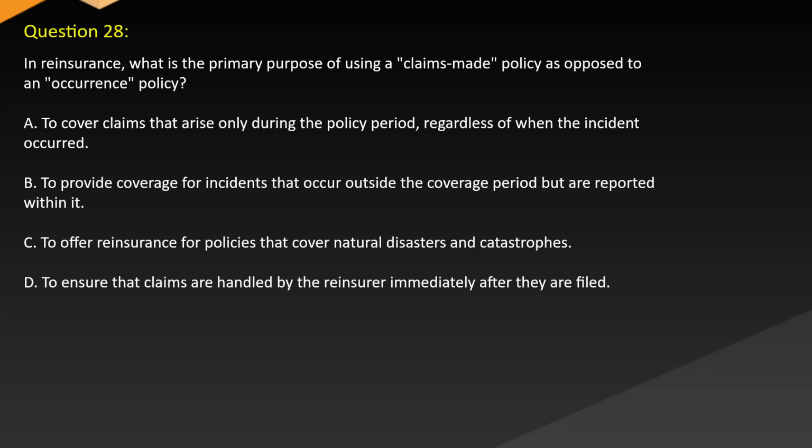Question 28. In reinsurance, what is the primary purpose of using a claims-made policy as opposed to an occurrence policy? A. To cover claims that arise only during the policy period, regardless of when the incident occurred. B. To provide coverage for incidents that occur outside the coverage period but are reported within it. C. To offer reinsurance for policies that cover natural disasters and catastrophes. D. To ensure that claims are handled by the reinsurer immediately after they are filed.